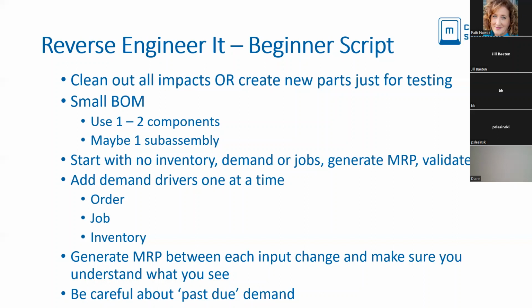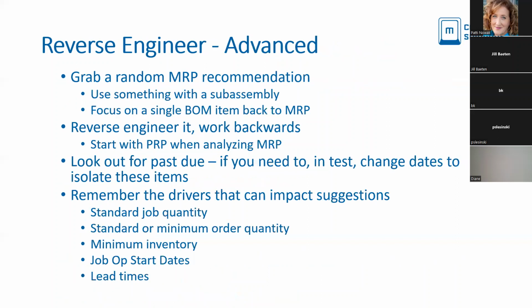So I'm going to assume you need to make the order and the past due job. It's hard to diagnose because they both fall in the past due column. So just remember that that does happen, and generate MRP between every change, and change one thing at a time. Don't change multiple things. Change one thing at a time, and gen between changes.